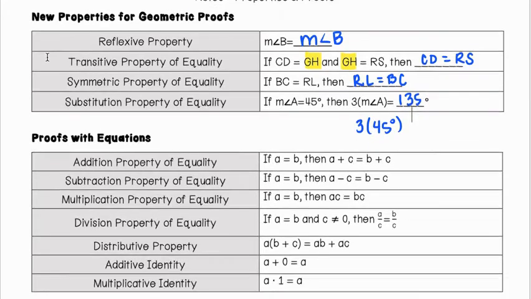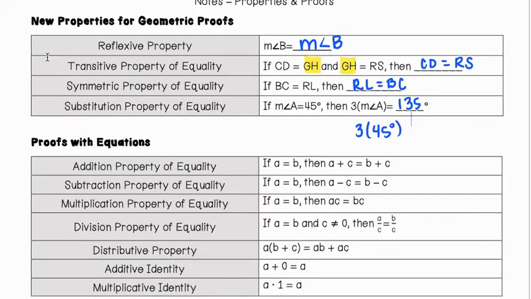Then we have our proofs with equations properties that we're going to be looking at. And these are things you already know, but we're going to show them algebraically here with some variables. So for our addition property of equality, if you start with an equation that says A equals B, if I add C to one side and then add C to the other side, I'm still keeping it balanced because I did the same thing to both sides of the equation.